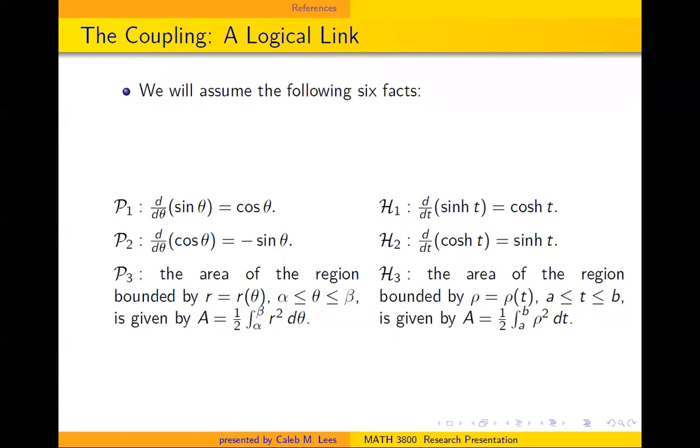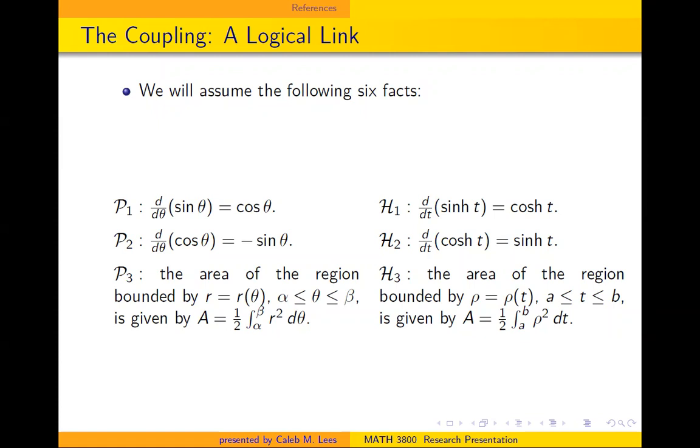P3, Enoch actually mentioned this. This is just something you learn in Calc 2, that the area of a polar region is just a half the integral from alpha to beta of r squared d theta. Also pretty easy to accept, and you can argue it geometrically exactly why that's the case. There are actually hyperbolic trig analogs to these polar facts. We're going to call these H1, H2, and H3.